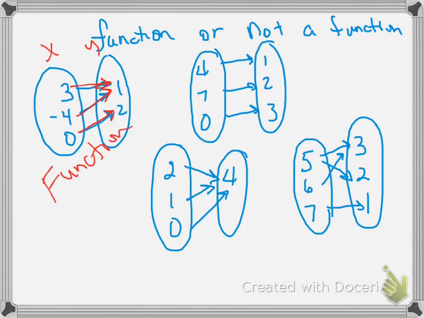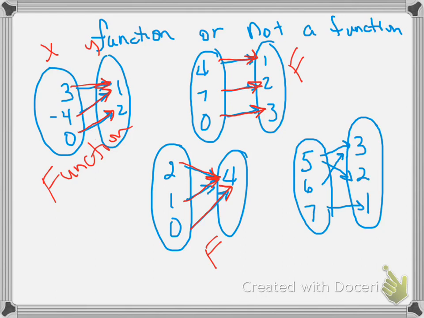Alright, so let's look at the next example with the 4. Does 4 only go to one y? Yes, it goes to 1. Does 7 only go to one y? Yes, it goes to only 2. Does 0 only go to one y? Yes, it only goes to 3. So this one is also a function. Alright, let's look at the next one. Does 2 only go to one y? Yes, it only goes to 4. Does 1 only go to one y? Yes, it goes to 4. Does 0 only go to one y? Yes, even though all three have the same y value, none of the x's go to two different numbers. So this one is a function.